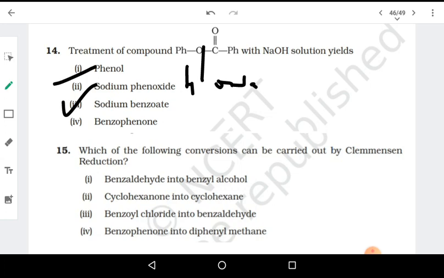Question number 15. Which of the following conversions can be carried out by Clemmensen reduction? Pause the video and give a trial. Clemmensen reduction means you will have an aldehyde or ketone that is converted to a corresponding alkane, right? So first one is wrong. This one is also wrong. This can be correct, and this one also can be correct. So 2 and 4 should be the answer.